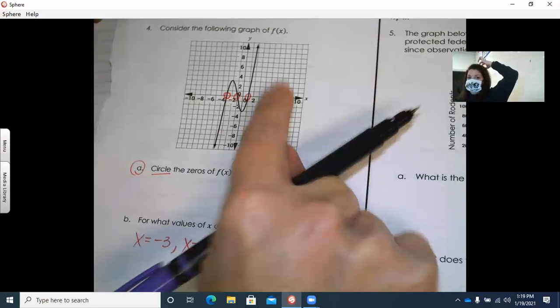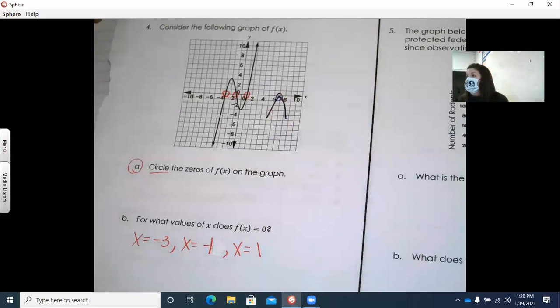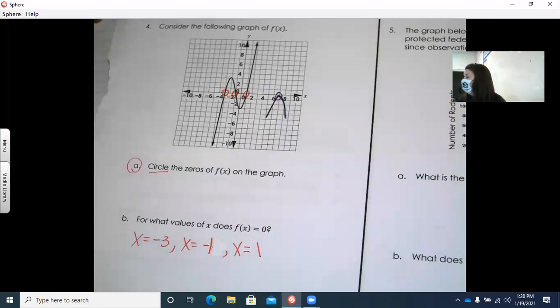Does that make sense? We don't need to know that here, but you're going to need to know it later and in your homework. Okay? Even if it bounces, odd if it crosses. Multiplicity.